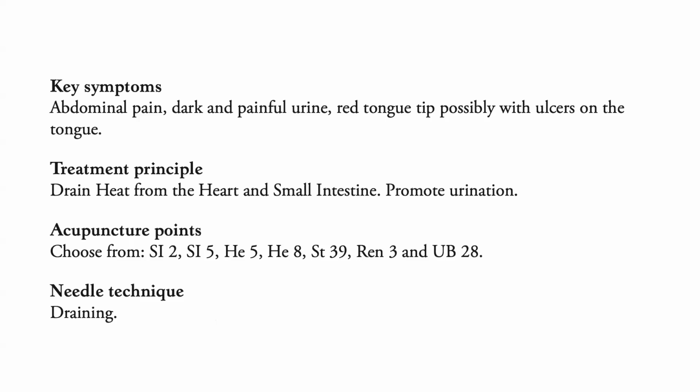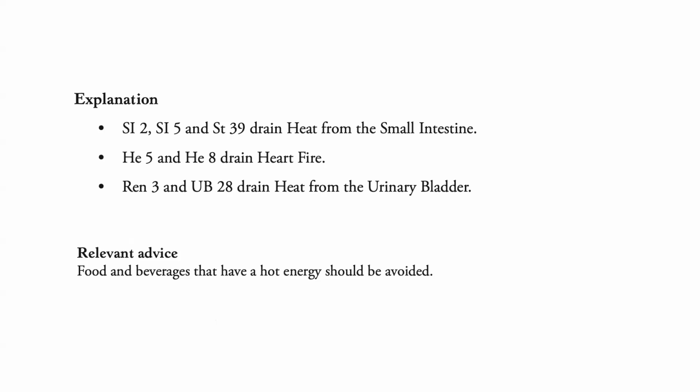The key symptoms here are abdominal pain, dark and painful urine, red tongue tip, possibly with ulcers on the tongue. The treatment principle is to drain heat from the heart and small intestine and promote urination. For the acupuncture points, we can choose from SI2, SI5, Heart 5, Heart 8, Stomach 39, REN 3, and Bladder 28. And we can use the draining needle technique.